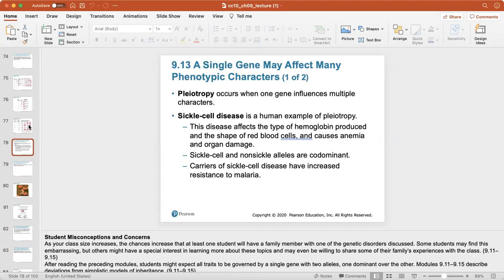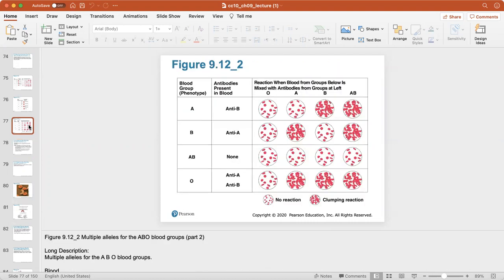So we left off with the last PowerPoint. Sorry, I got cut off there a little bit. Just talking about the different blood groups.